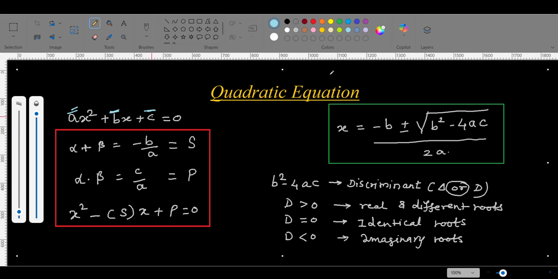So the quadratic equation is arranged in the decreasing order of the degree, where the highest power is written first, the first power is written later, and the constant is written at the last.